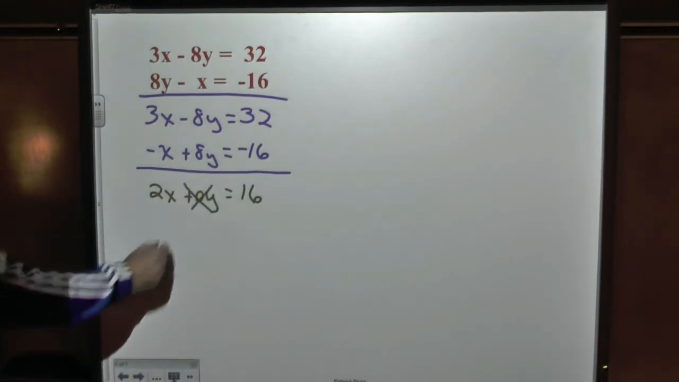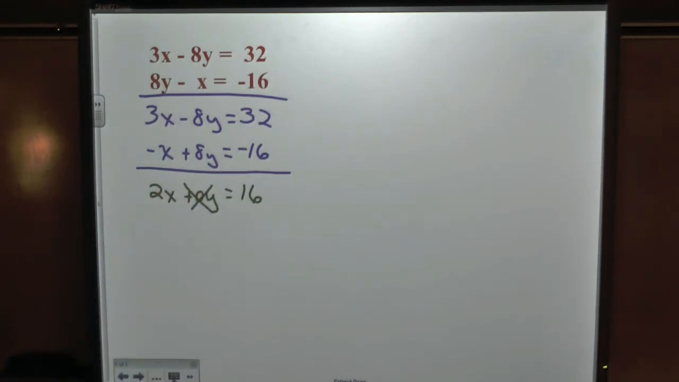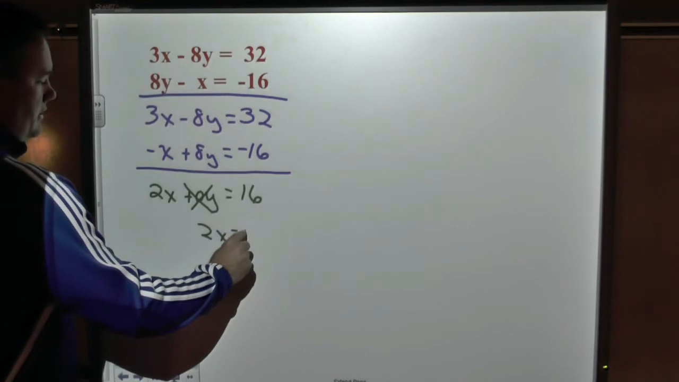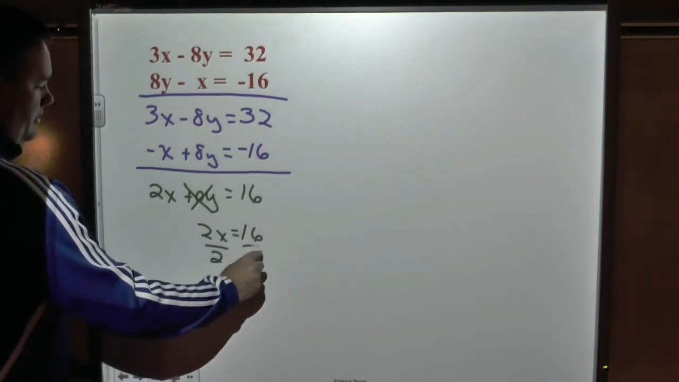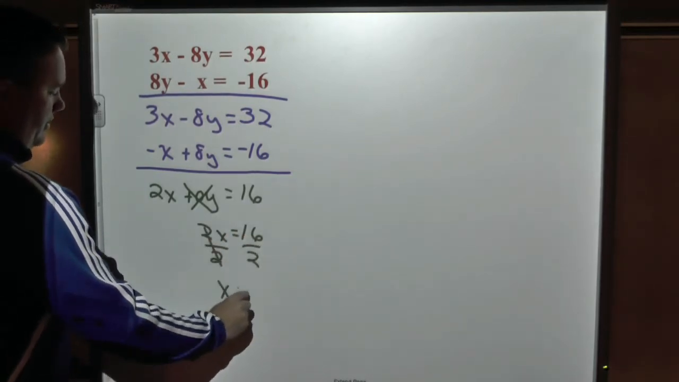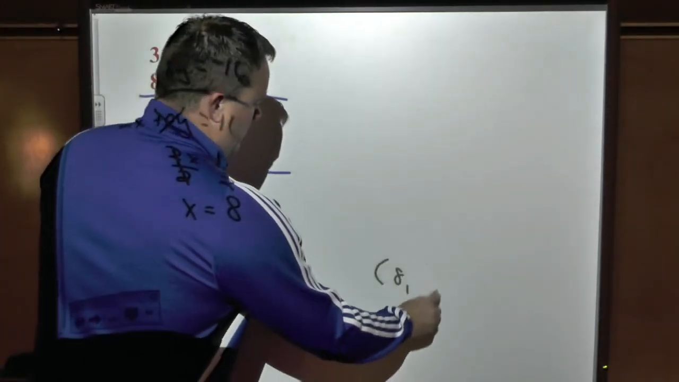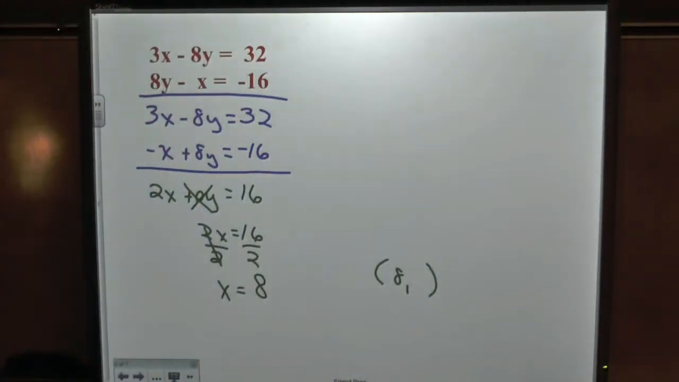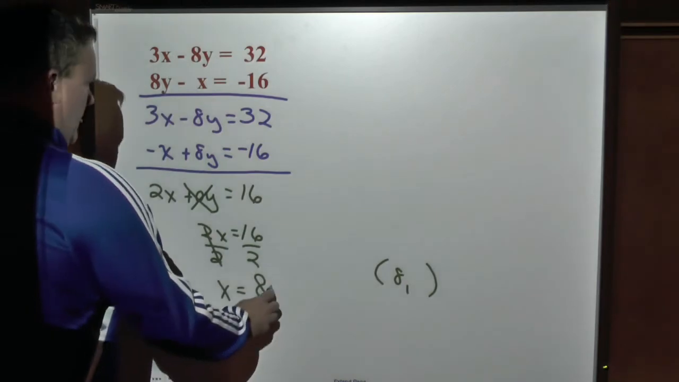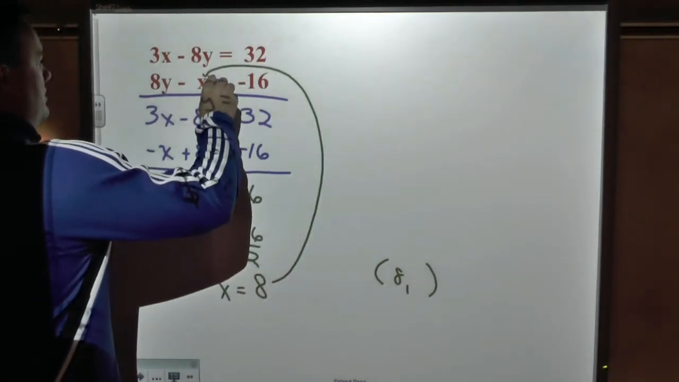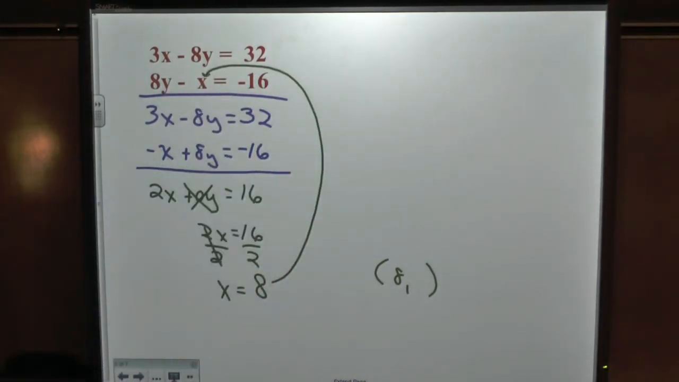You notice now that you've eliminated y. 0 times y is 0. So you have 2x is equal to 16. You can solve that one-step equation by dividing both sides by 2. And you get x is equal to 8. So the x coordinate at this point will be 8. We still need to find the y coordinate. And from here, it's up to you which equation you want to substitute this in for. I would probably use the second one.